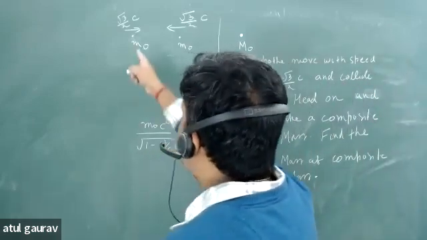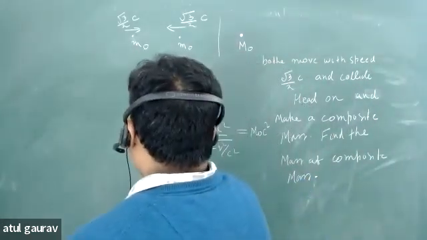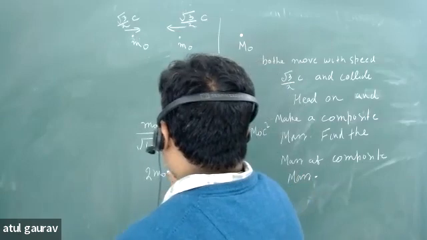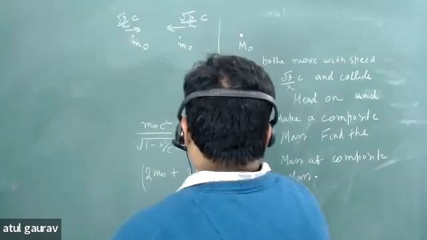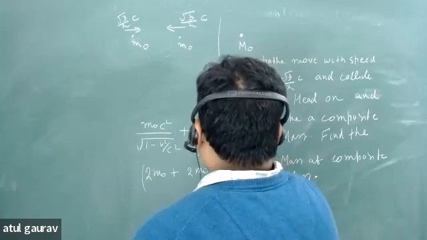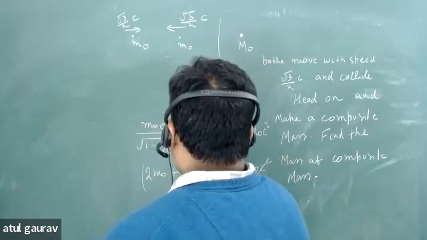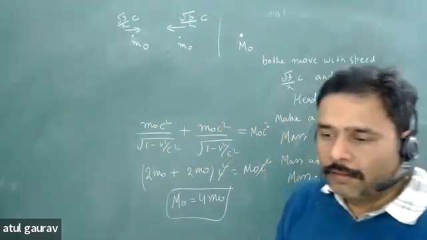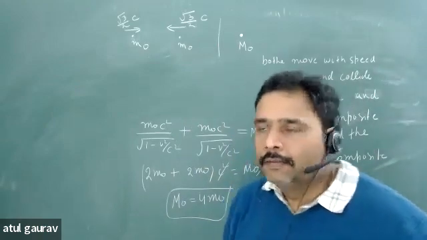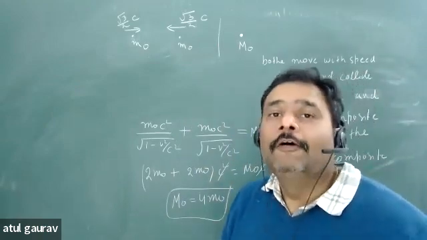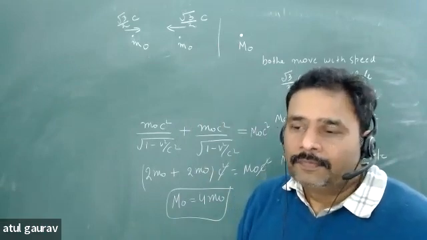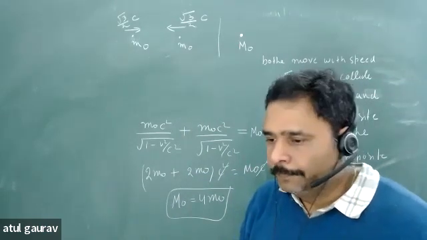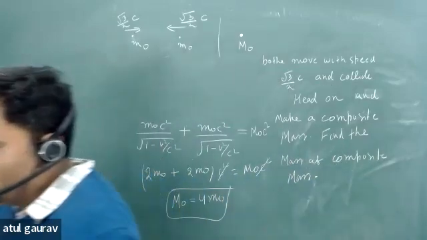So we can put v equal to √3 by 2c. So this value is 2m naught, plus this value is again 2m naught, into c square, must be equal to M naught c square. So what do you have? You have M naught equal to 4m naught. So the mass of the composite particle is not 2m naught, rather it is 4m naught. Are you getting my point? Yes or no? Yes, sir.